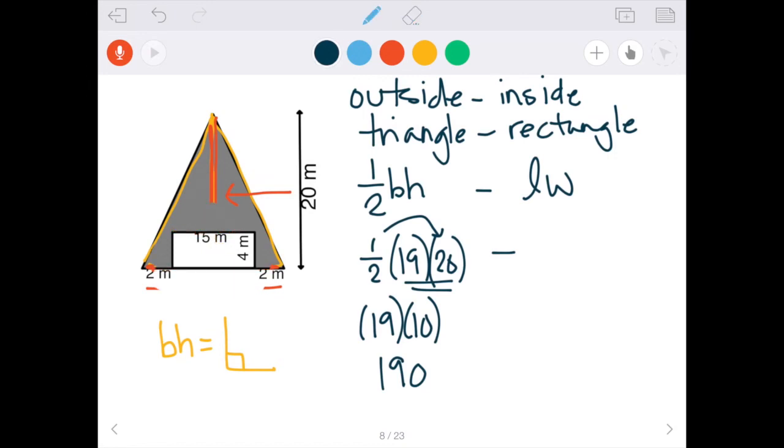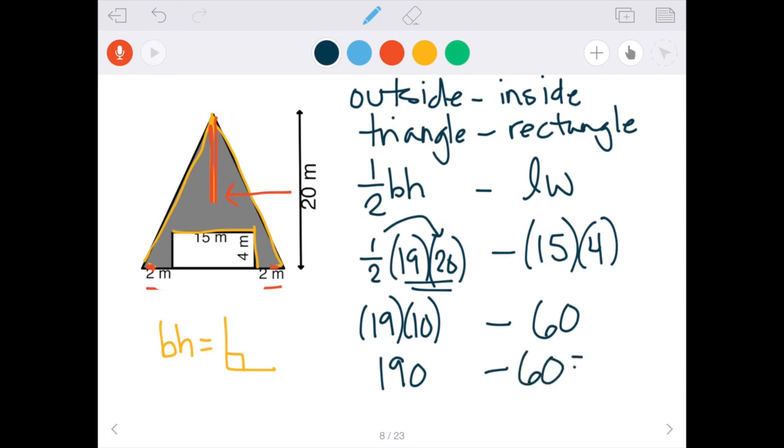Let me erase all this stuff out of the middle so I can see what I'm looking at. The length and width of my rectangle are here and here, which is 15 and 4. So 15 times 4, and that is 60. 190 minus 60 is 130 meters squared. There is the area of our shaded part.